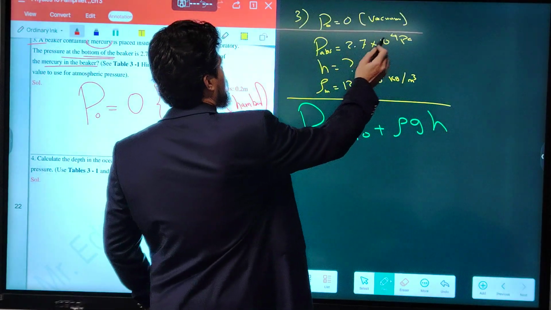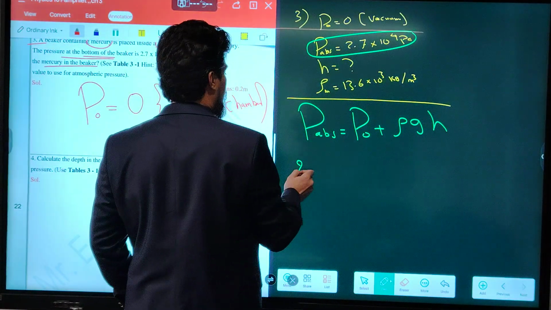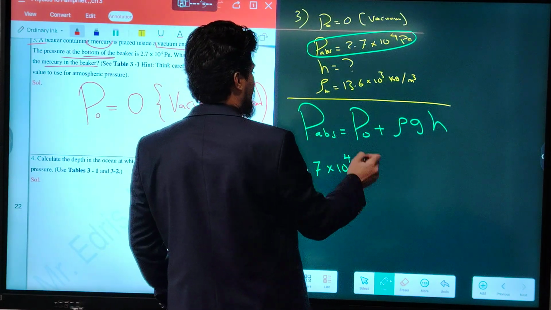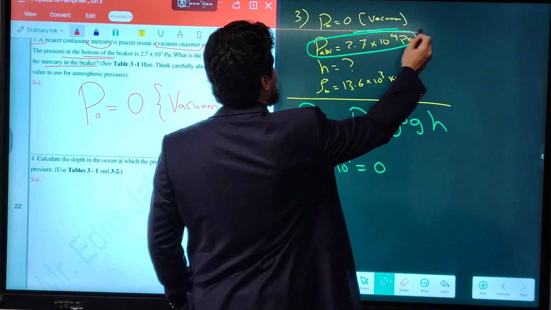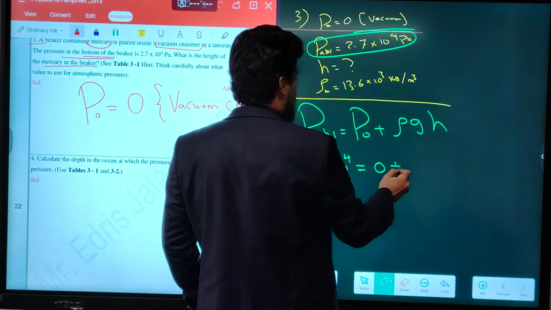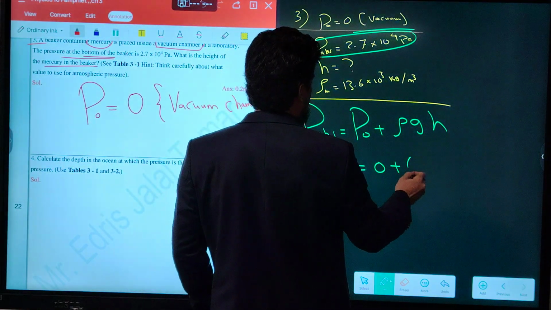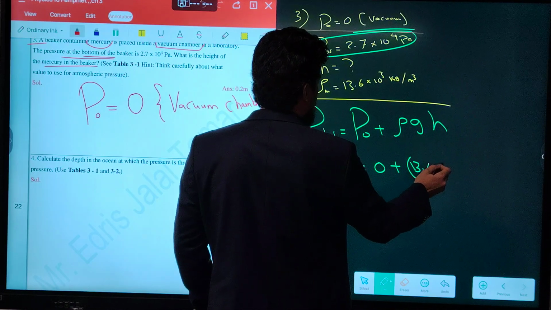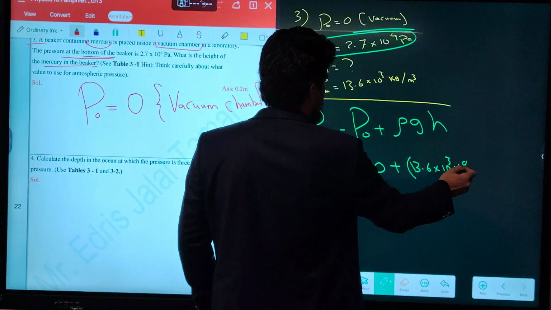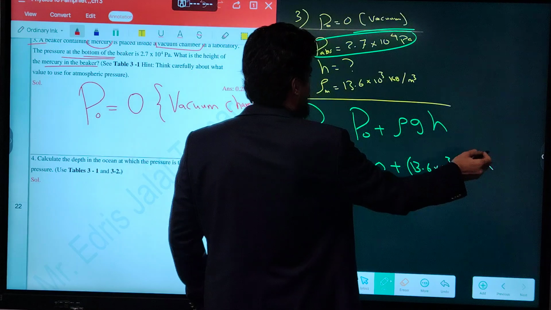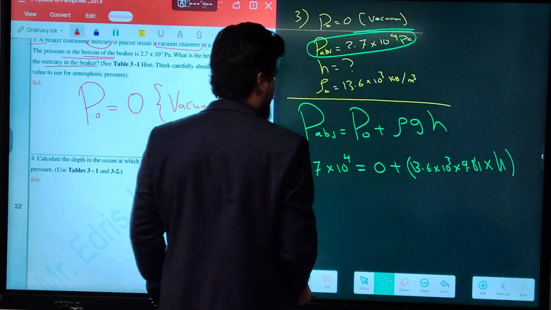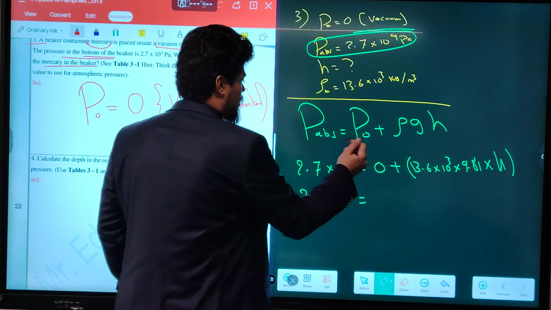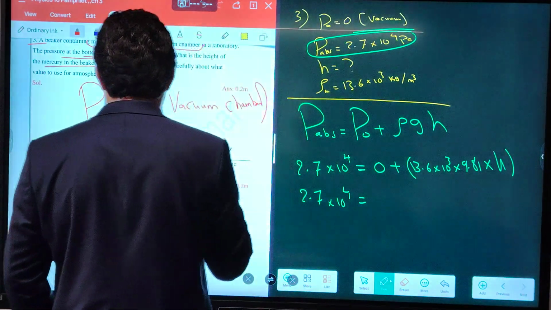Do we have P absolute? Yes, we have it. 2.7 times 10 power 4 is equal to P atmosphere 0. Why 0? Because it is a vacuum chamber. Plus density of the mercury 13.6 times 10 power 3 times 9.81 times height, which is unknown, guys. Bring down this number, 10 power 4.